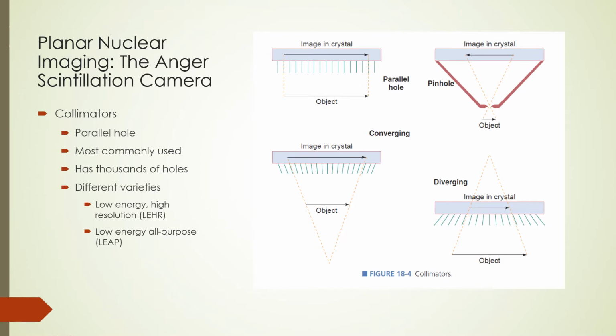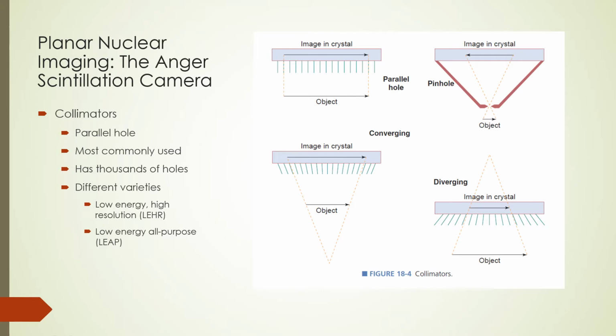The parallel hole collimator is the most used collimator in nuclear medicine. It has thousands of parallel holes shaped as squares, hexagons, or round holes. The partitions between the holes are called septa and are made of photon-absorbing material. Collimators used for higher energy photons have thicker septa than those used for lower energy photons.